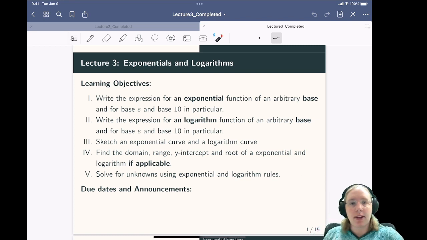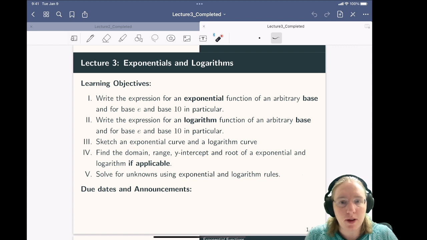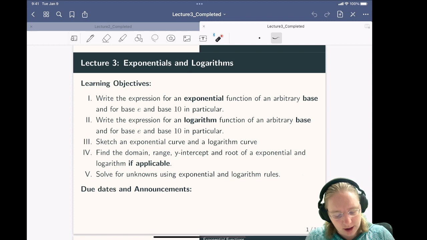Hello, and welcome to Lecture 3 on exponentials and logarithms. In the last mini lecture, we introduced one type of biological function, which is a polynomial. If you recall, polynomials show up because we often use them to fit data. Today, we're going to introduce two more types of biological functions that will be used throughout this class. The first of those is an exponential function, and the second is a logarithm.